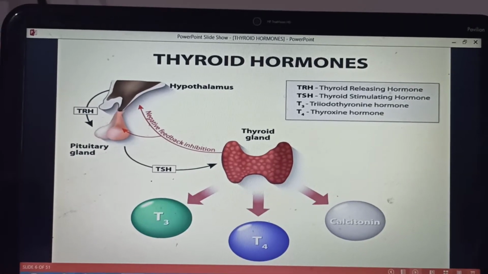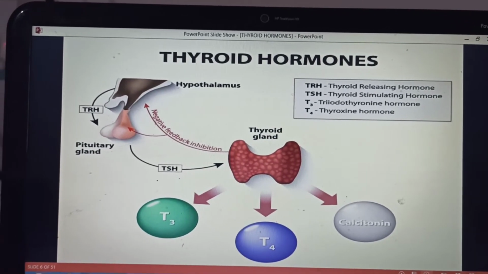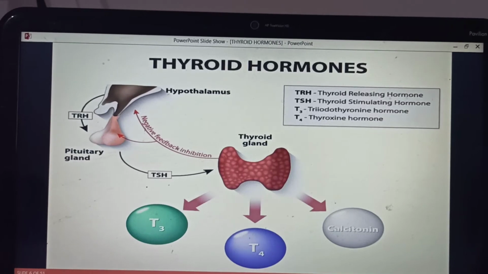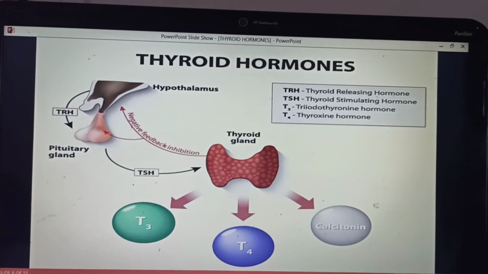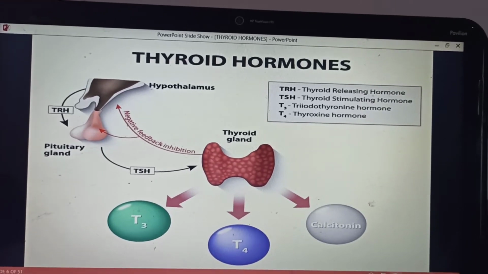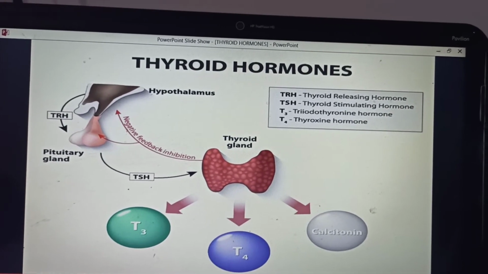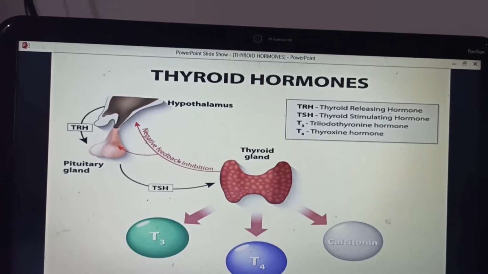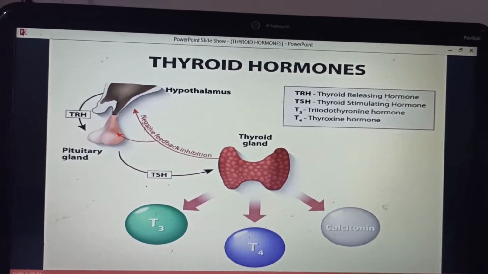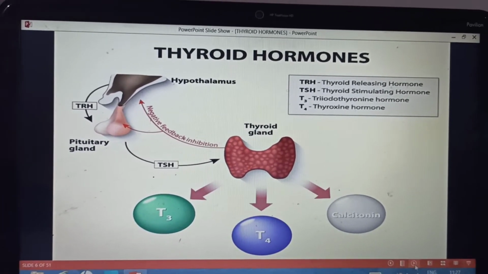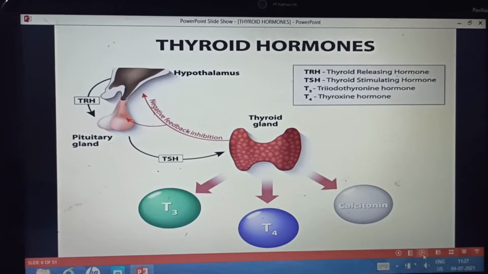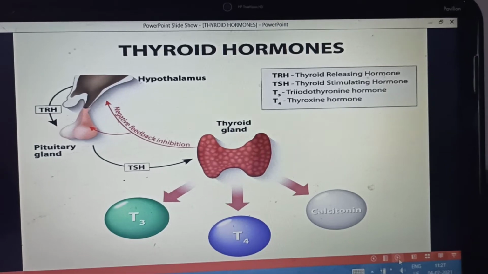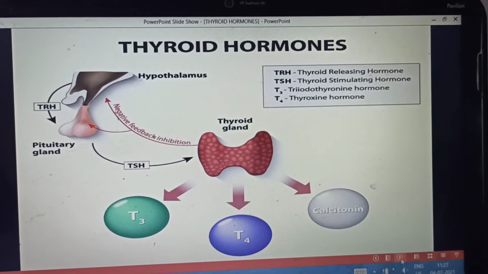This slide shows the thyroid gland and the hormone secreted from the thyroid gland. Also the hypothalamus is shown. Hypothalamus secretes the thyrotropin releasing hormone, TRH. TRH is released from the hypothalamus, which acts on the pituitary gland, that is anterior pituitary, to release the TSH. TSH acts on the thyroid gland to release the T3 and T4.